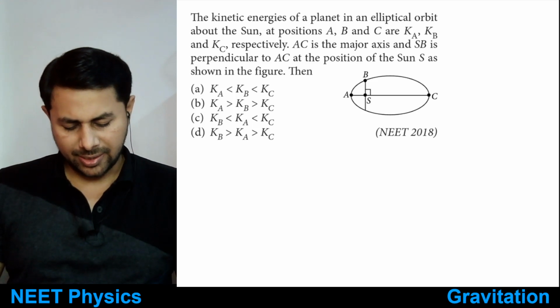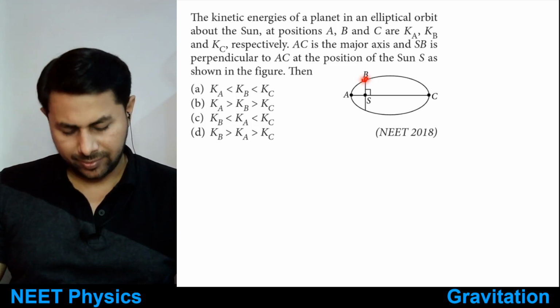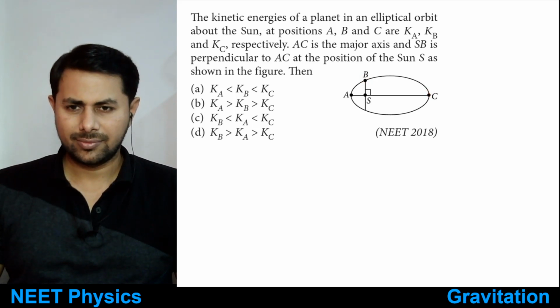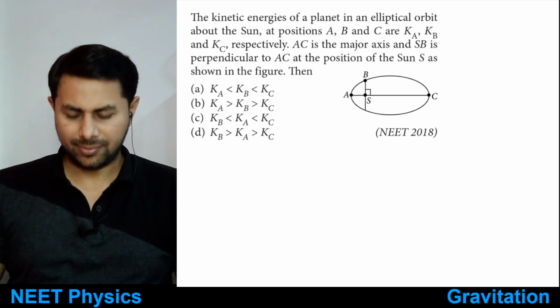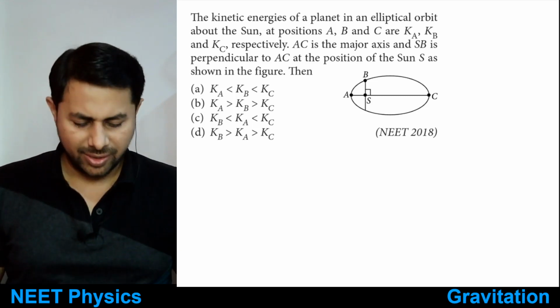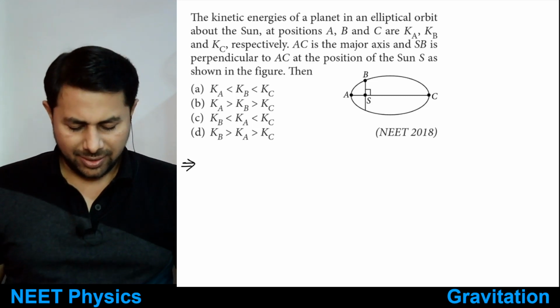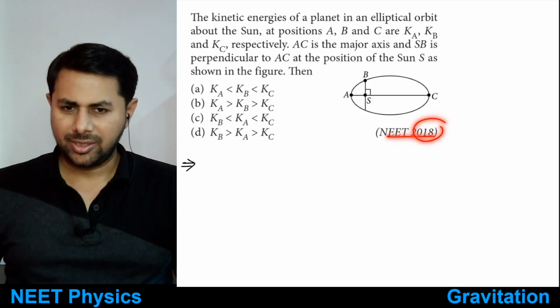Option B, Ka is greater than Kb is greater than Kc. Why? Okay, so this is a simple question, and this is from NEET 2018. That means it is from NTA.